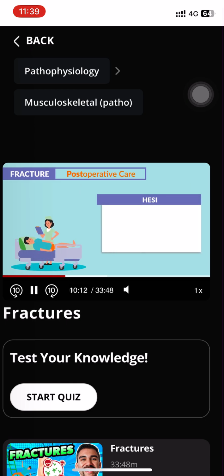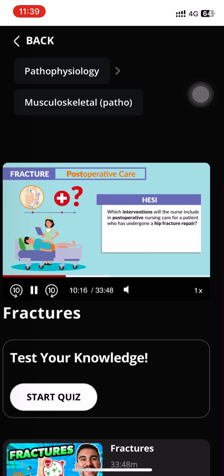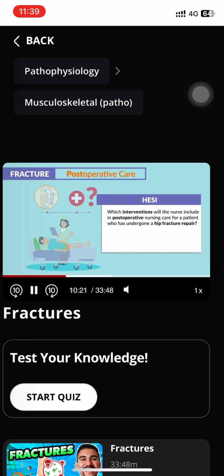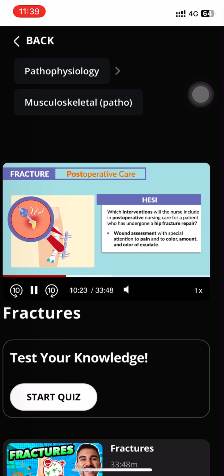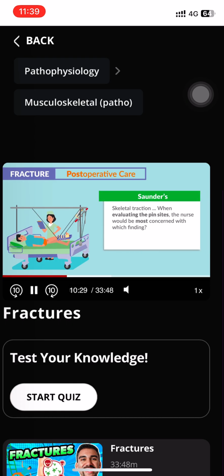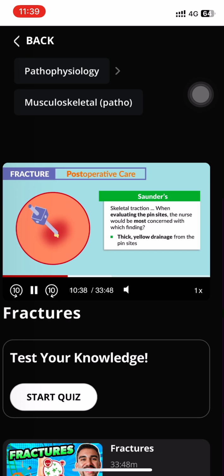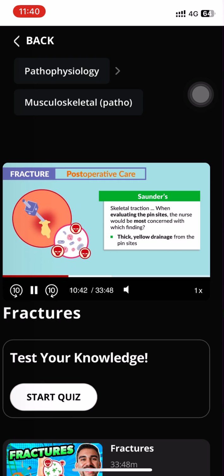So Hesse mentions, which interventions will the nurse include in post-operative nursing care for a patient who's undergone a hip fracture repair? Wound assessment with special attention to pain and to the color, amount, and odor of the exudate. And Saunders mentions, skeletal traction when evaluating the pin sites. The nurse would be most concerned with which finding? Thick and yellow drainage from the pin sites. Yes, this indicates an infection.